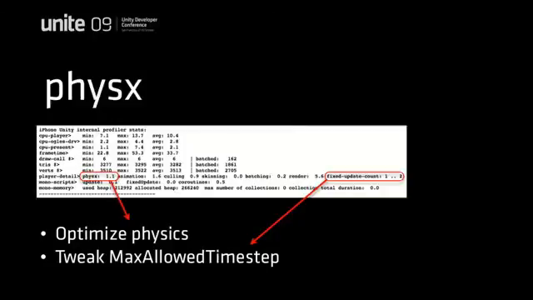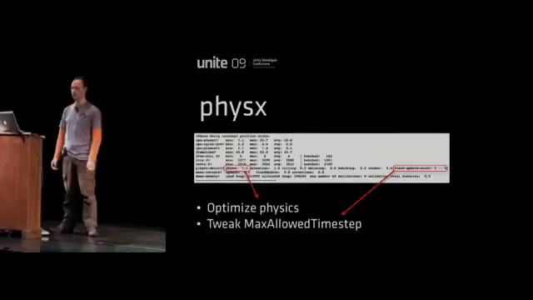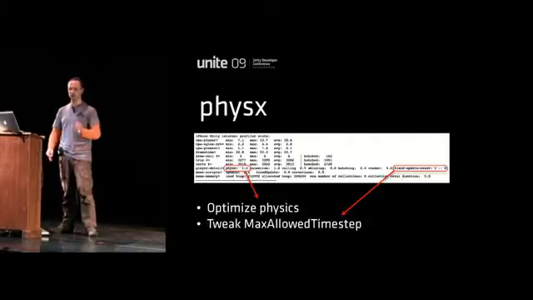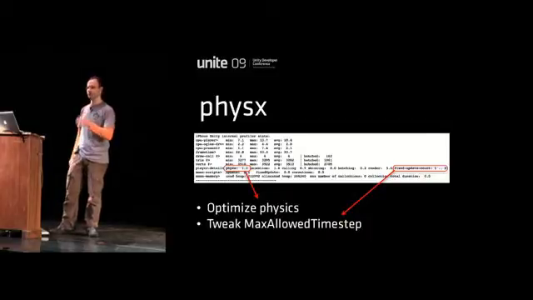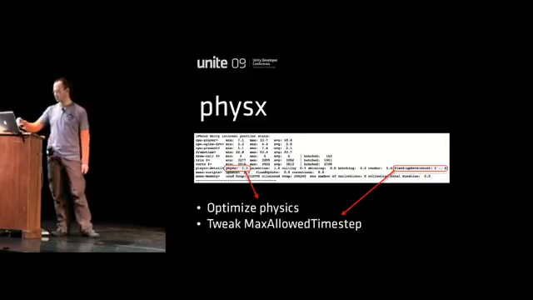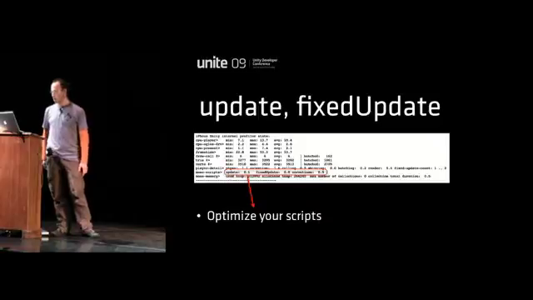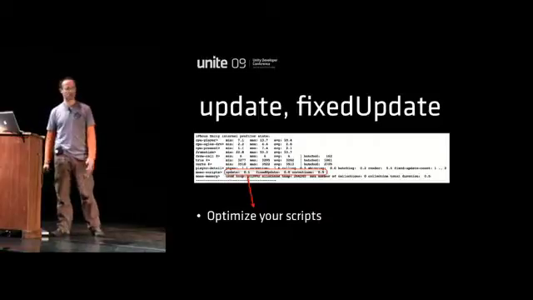You don't need them. In physics, there is a lot of information about how to optimize physics, so I'm not going into the details. But if you see that the physics fixed update count is high, like 10 or something, then you need to tweak your maximum allowed time step value. That means that you have spikes, and the physics is running too many iterations during those spikes. You should cap that. That's the easy one. And then just optimize your scripts.